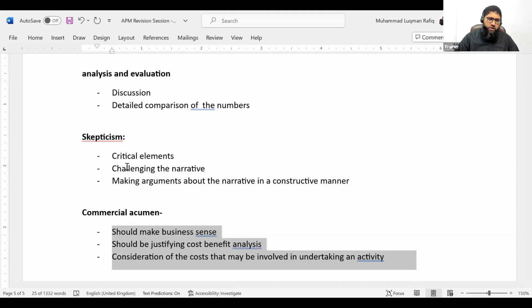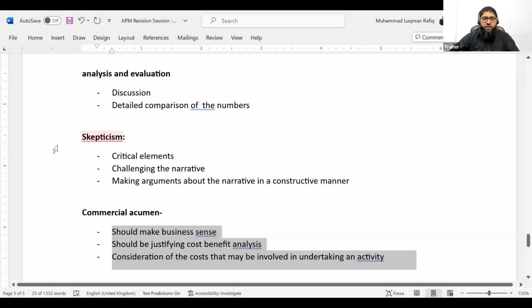You get my point? So if the examiner is saying that you have to talk about analysis and evaluation, you have to do the discussions of the different situations that could happen. The evaluation is like commenting and discussions. The analysis could be, if the numbers are given, you calculate them, you compare them. Skepticism is something like challenging, so you create a questioning mindset. You talk about how it may not actually be how you are thinking it to be. Then the commercial acumen is that comparison of the cost.